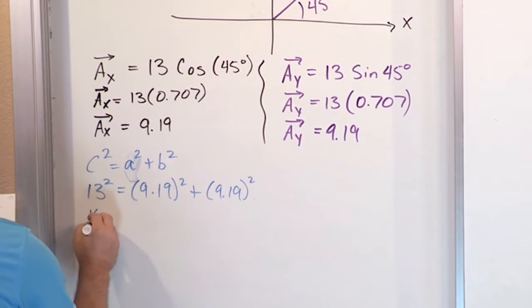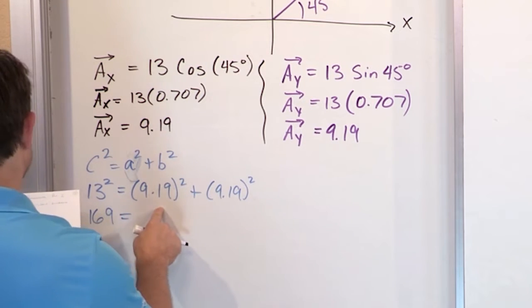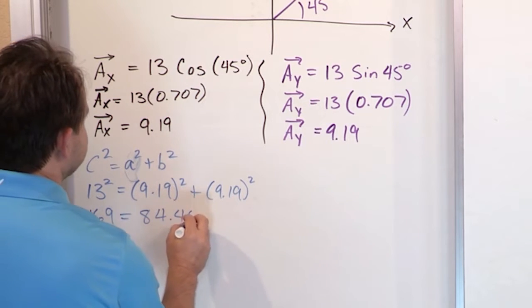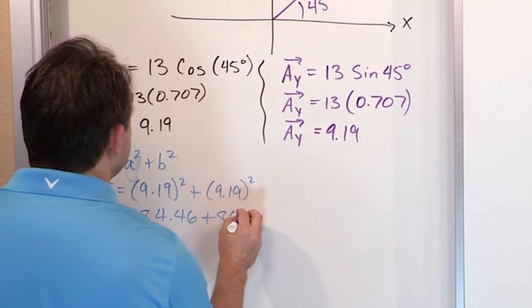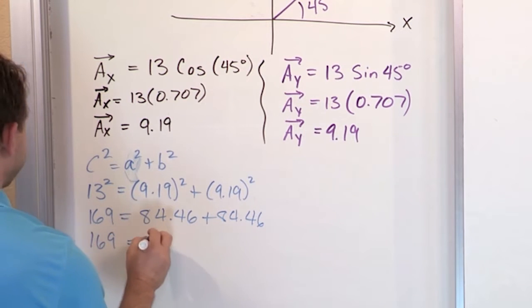It's going to be 169. And we're asking ourselves, is that equal to this squared plus this squared? That's going to be 84.46, 84.46. And when you add them together, 169 is equal to 169.